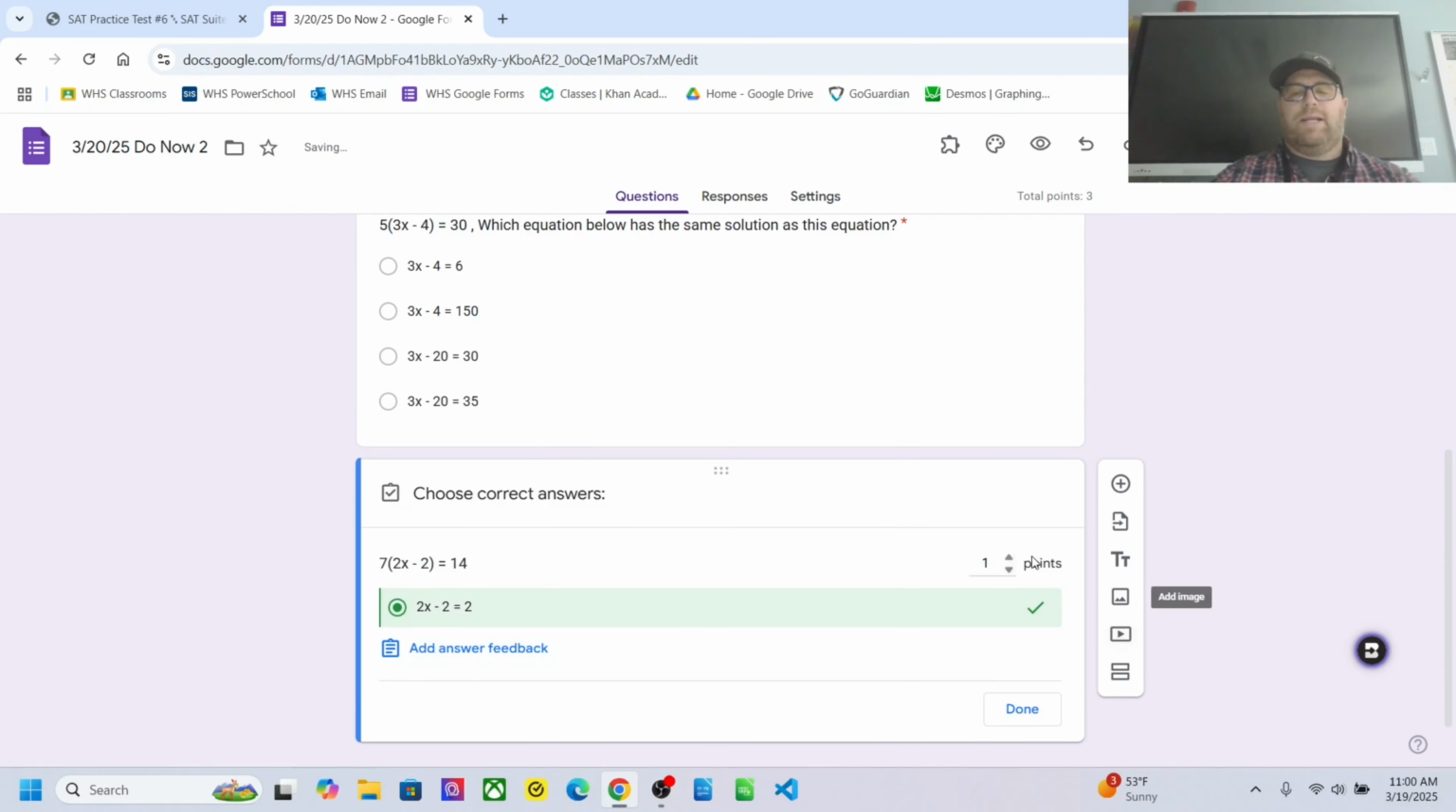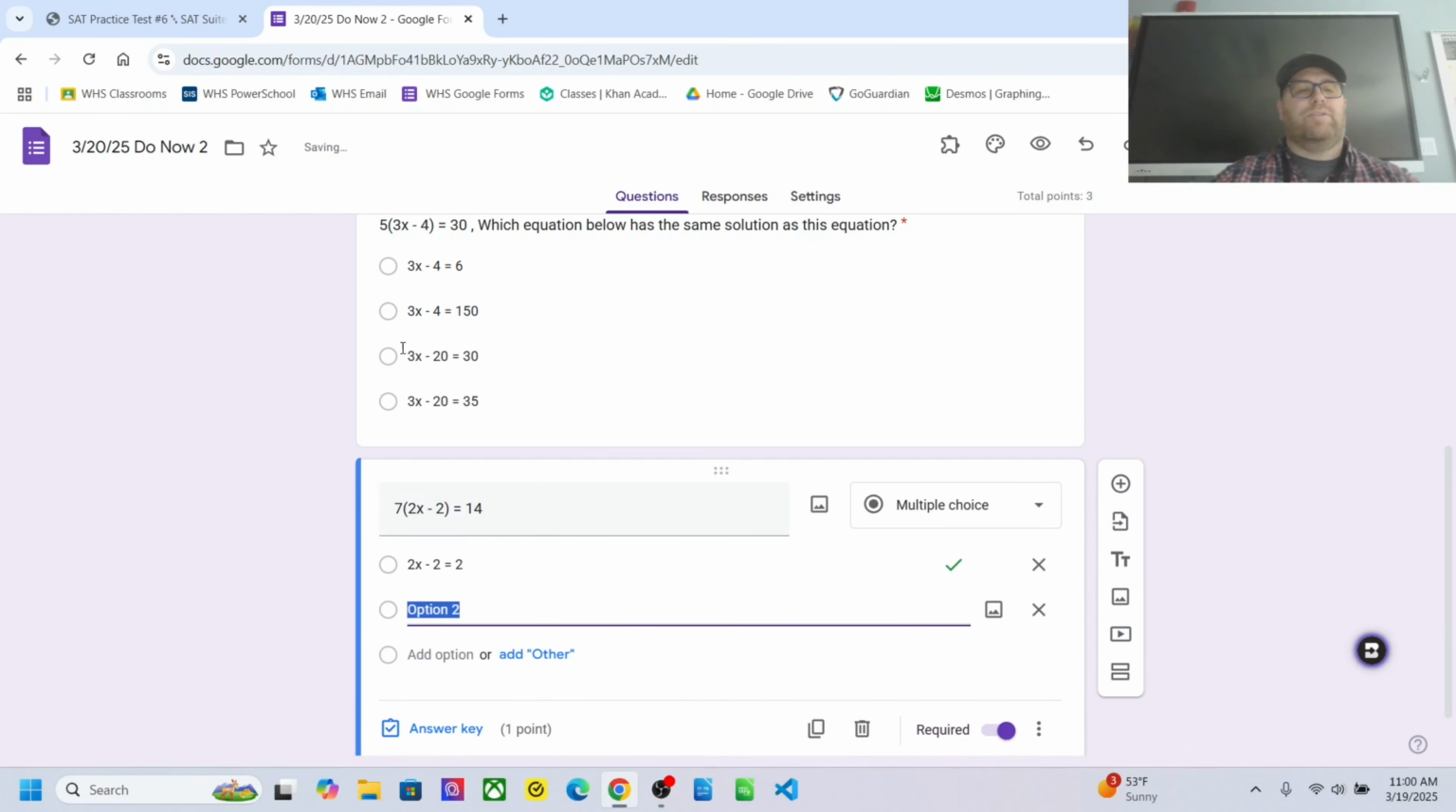We'll mark that correct. Make sure we have a point value, click done. Let's add some more options. Let's also move, well, let's leave this one as A, but let's move this one around so that's not the only solution. I'm going to subtract 7 from both sides, so I'll do 2x minus 2 equals 7.